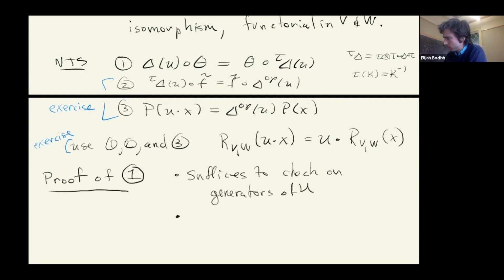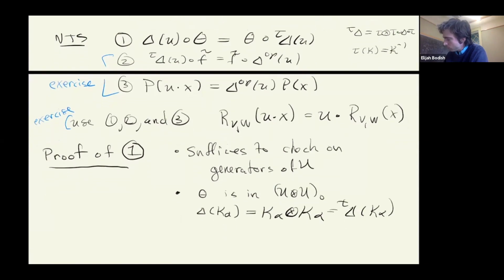And since this element theta is degree 0 in U tensor U, since it's the sum over dual bases for U mu, the mu weight space in U plus, and the negative mu weight space in U minus, plus the fact that delta of K alpha is the same as the tau twisted delta of K alpha, this implies that theta of tau delta of K alpha is delta of K alpha of theta.